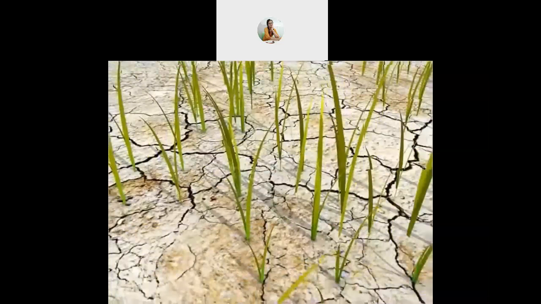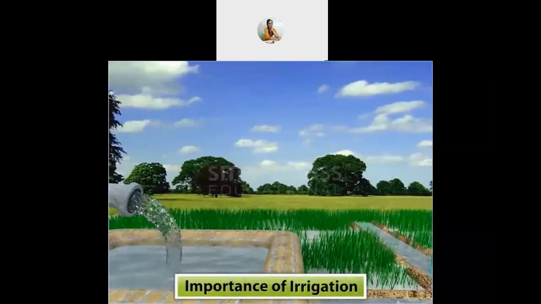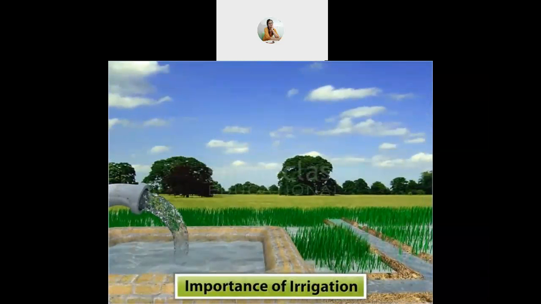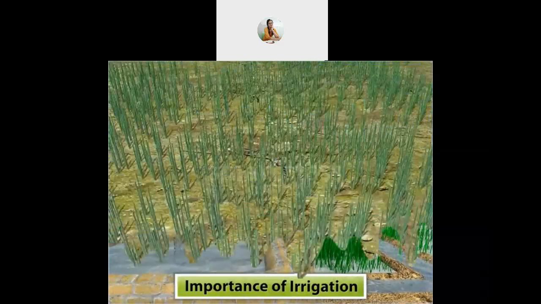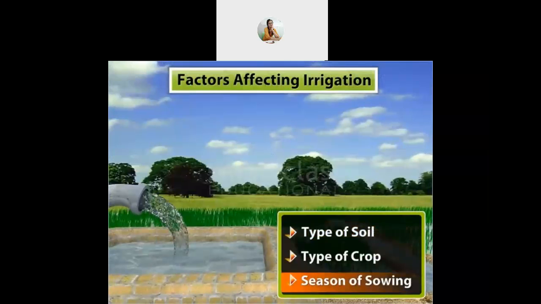In the absence of rainfall, irrigation maintains the minimum amount of moisture required for crop production. It maintains proper growth of crops and helps to protect them against frost and hot air currents. The duration, time gap and amount of irrigation are determined by the type of soil and crop and also the season in which a crop is sown.